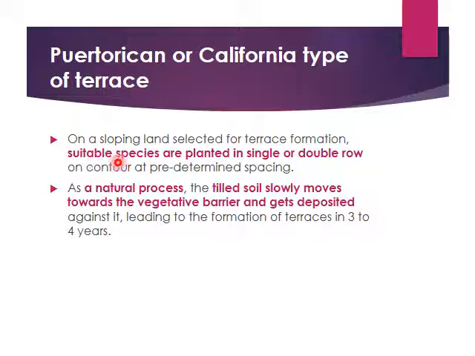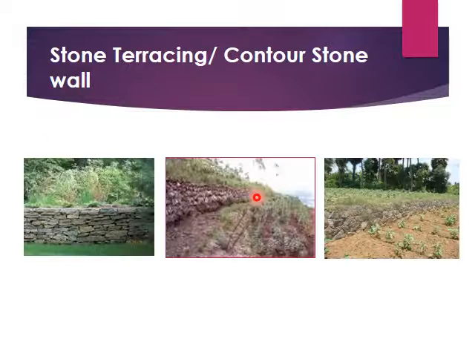First we have to select some suitable species, and we plant in a single or double row. It is a natural process. The soil slowly moves towards the vegetation barrier and gets deposited here. It may take 3 to 4 years. Naturally formed terraces, or California type or Puerto Rican terraces, it is the same thing.